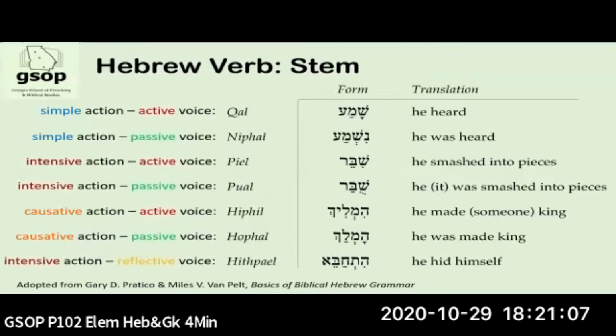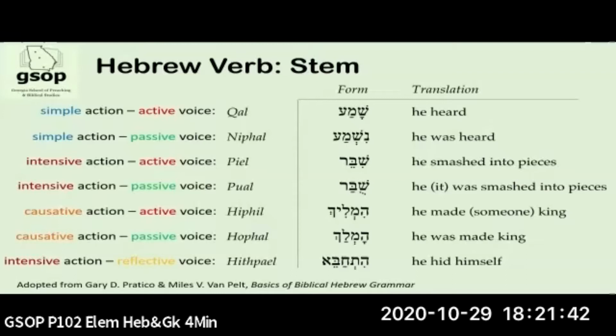And then the last one is the hitpael, an intensive action with a reflective voice. And here we have the word hitkabbe, he hid himself. And so you get a feel for how these stems reflect voice and action in this example here. Does this make sense so far? Are we okay? Okay.